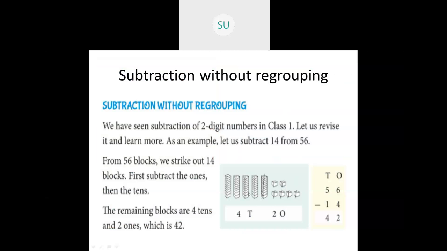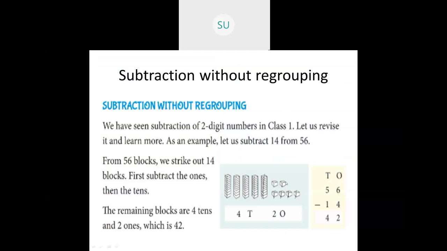So when you do that, how many 10s are left? You have 1, 2, 3, 4 tens left and 2 ones left. Okay, first subtract the 1s and then the 10s. So 6 minus 4 is how much? If you take away 4 from 6, 2 will be left. So 6 minus 4 is 2.